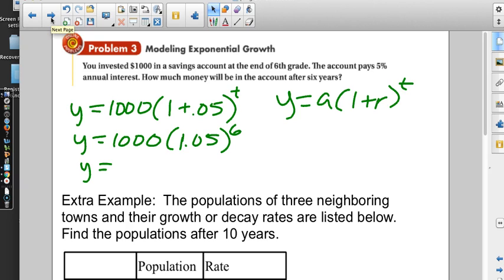So 6th grade, you put some money in. You give it another 6 years, starting to look at college, how much do you have? 1,000 times 1.05 to the 6th power.